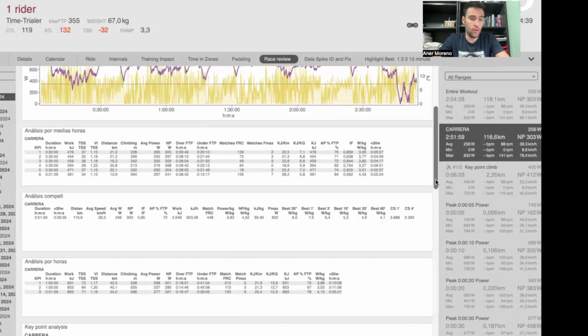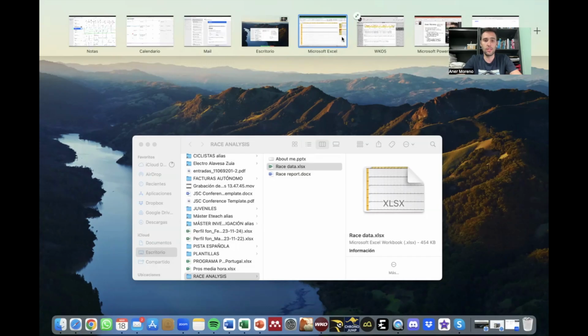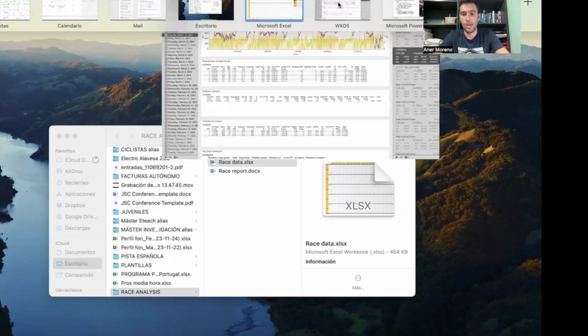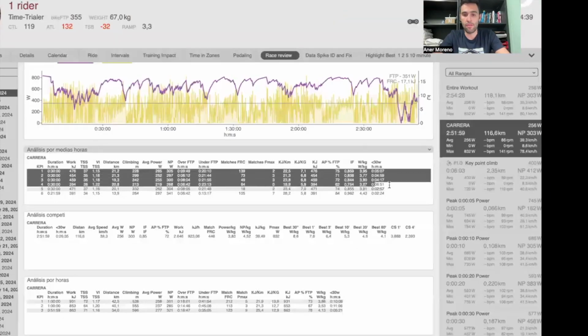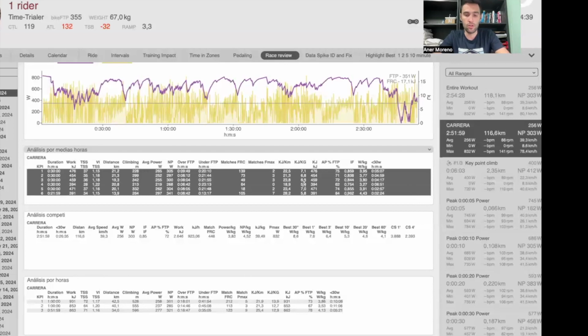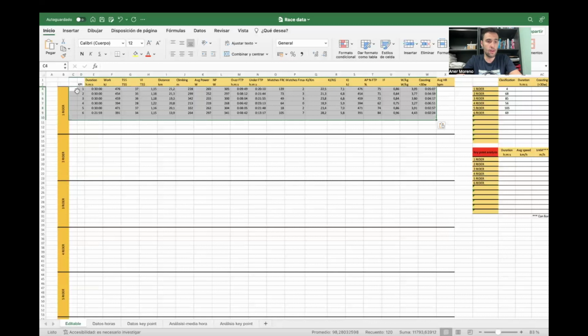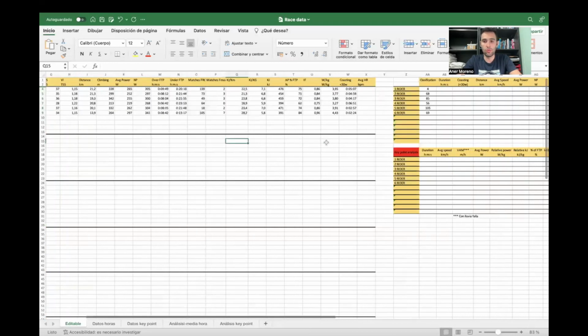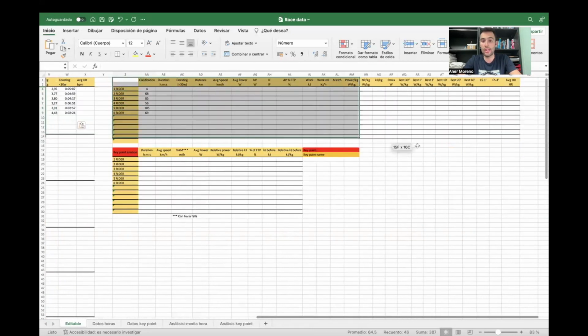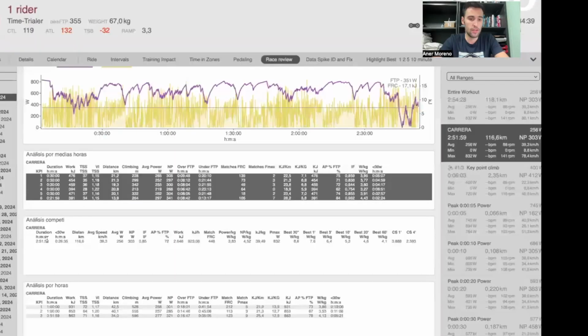So with this data, I'm going to show you how I analyze this on this Excel. I have divided it into 2 windows. So I'm going to take all the data from this software, Control C, copy, and paste here. I'm going to do the same with the analysis of the whole race of this rider.